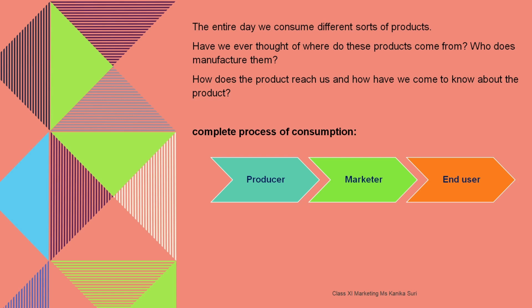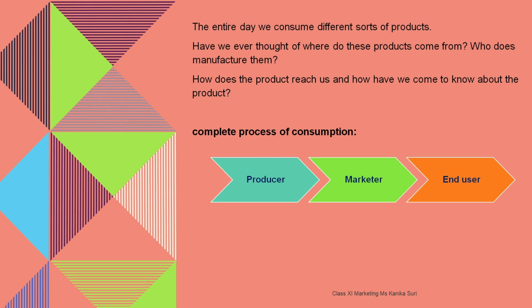But have we ever thought, where do these products come from? Who manufactures them? For example, I buy a pen called Trimax. Now, the stationery guy is a retailer who is selling me that pen, but is he the one who is manufacturing that product? No. So, how does the product reach us, and how have we come to know about the product? The product comes from the producer, who is actually the manufacturer or the maker of the product. Then he sells or distributes his product to the marketer or the retailer.